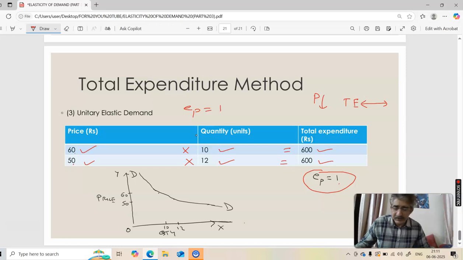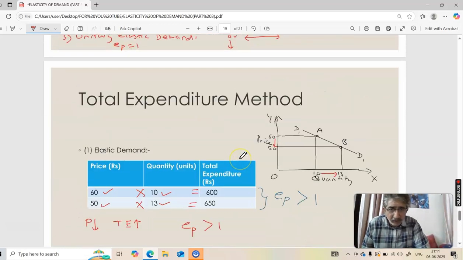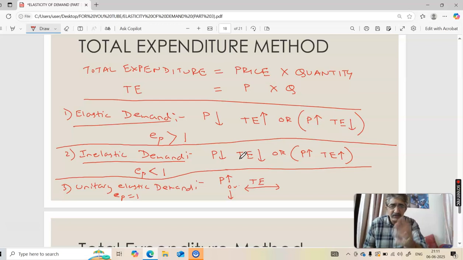So with that I conclude this session. Hope it was clear. Just take a screenshot of this symbolic form and revise.